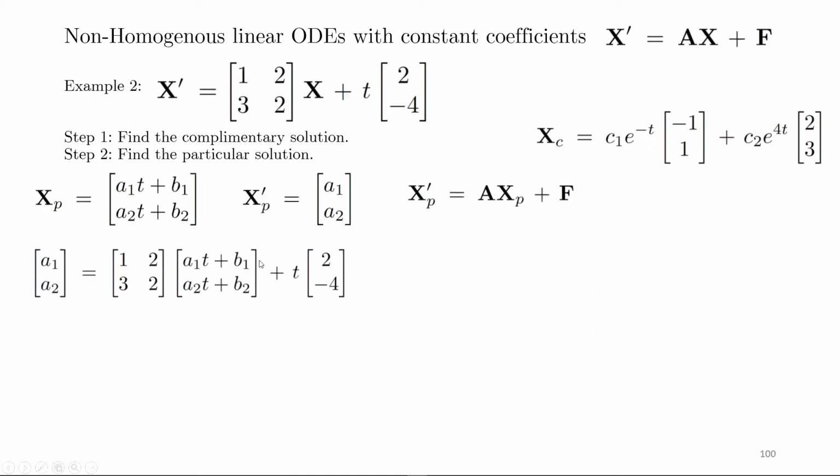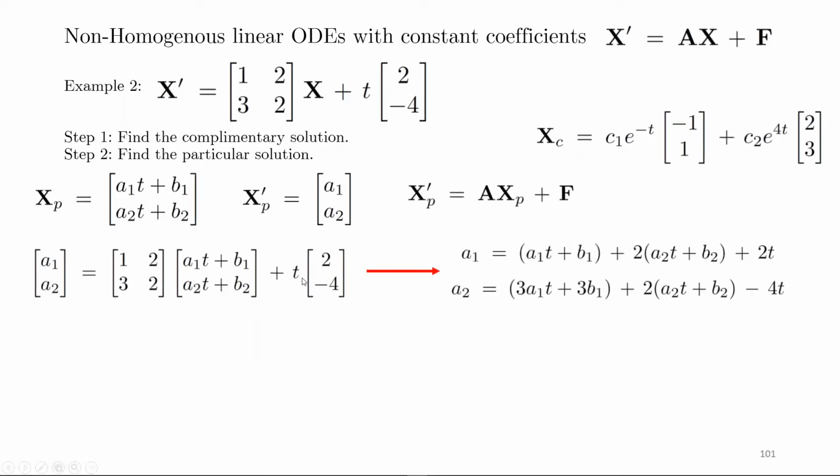So the first line, for example, says a1 equals 1 times (a1 t plus b1) plus 2 times (a2 t plus b2) plus 2 times t. And similarly, the second line says a2 equals 3 times (a1 t plus b1) plus 2 times (a2 t plus b2) minus 4t. Okay, so here I have a system of two equations with 4 unknowns. So I've got a problem here, right? Because if I want to solve a system with 4 unknowns, I should have 4 equations.